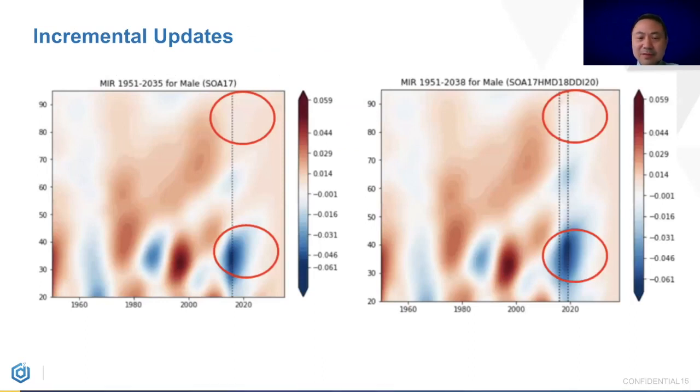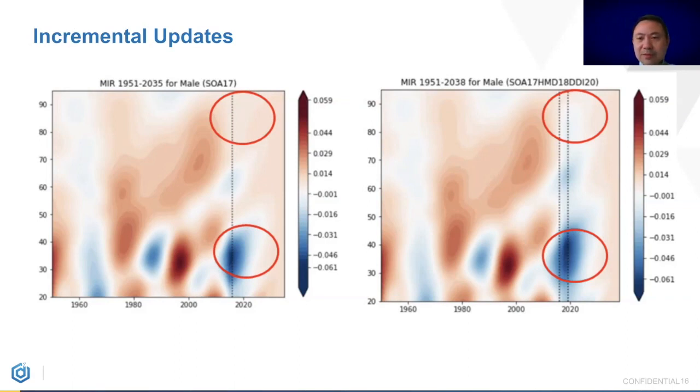So these are heat maps of mortality improvement rates. Warmer colors here are associated with decreases in mortality risks relative to the previous year. The heat map on the left is fitted with data up to 2017. And the chart on the right is fitted with data up to 2020. So we add 3 additional years of data from DDI and other sources.